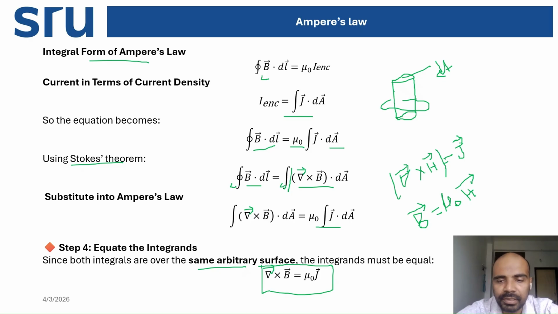Okay, this is the relation between B and H. So I hope the differential form of Ampere's law is clear now. Moving to the next slide.